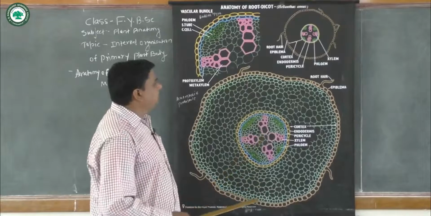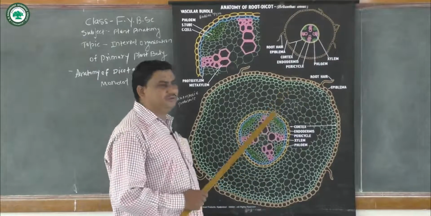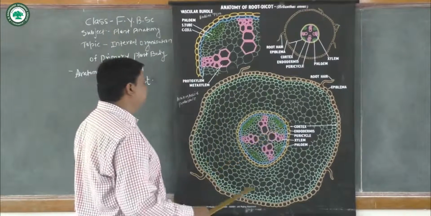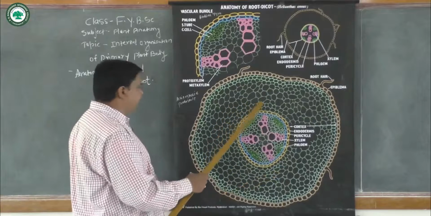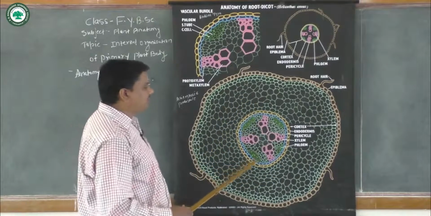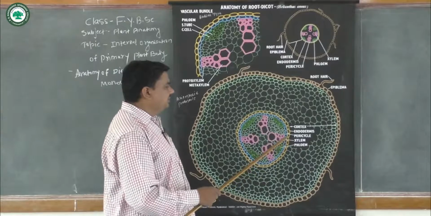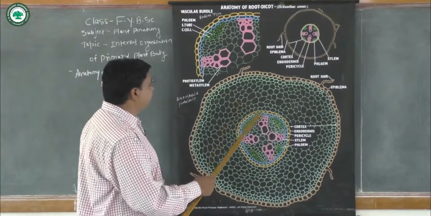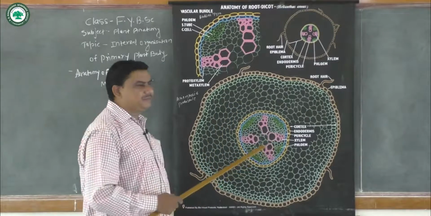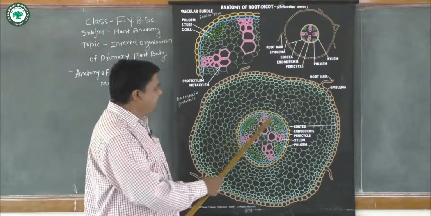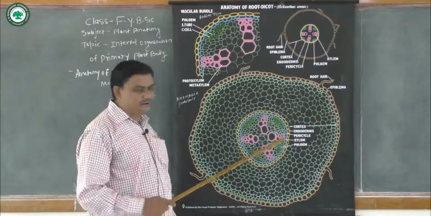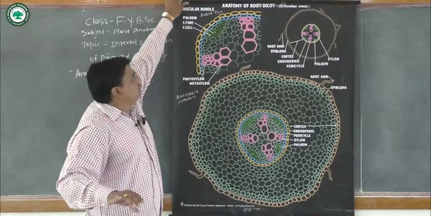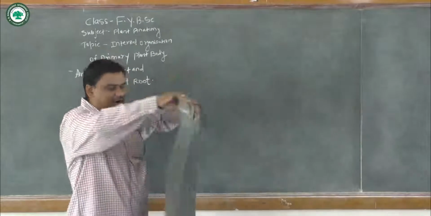So what we see here is the epiblema of the root, the outermost part of the root. Then there is the loosely arranged parenchymatous cells, what we call the cortex, then endodermis, then pericycle, xylem and phloem. This xylem and phloem arrangement is what we call the radial type of vascular bundle. Okay, this one is the anatomy of the dicot root.